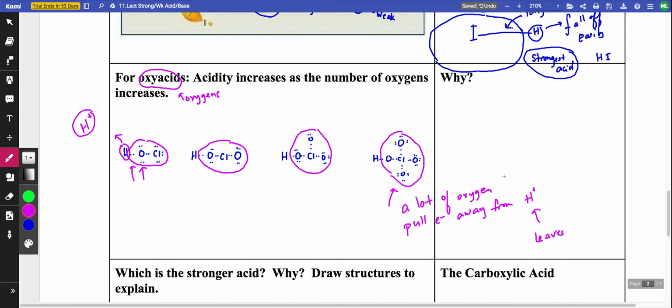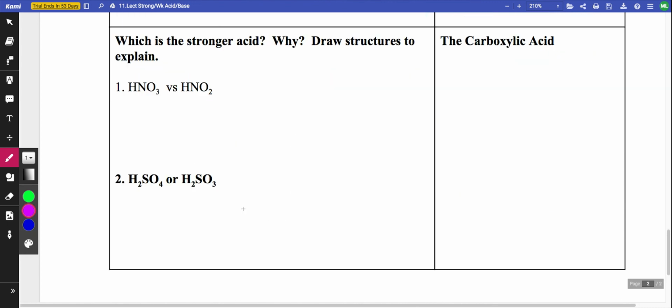When the H+ leaves, it causes acidity in the solution, which means of all these 4 substances, this is the strongest acid. So if they ask you in a ternary acid, which one will be the most acidic? Of course, the more oxygens, the more acidic. So which do you think is more acidic, HNO3 or HNO2? Pause the video, tell me which one's more acidic, and draw the Lewis structures. Do the same for H2SO4 and H2SO3.